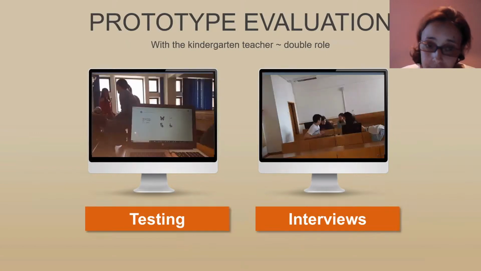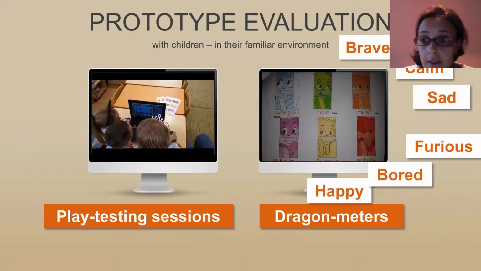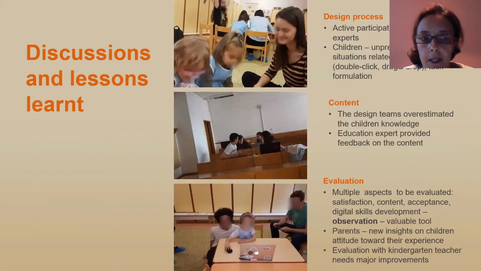And also, we have evaluated the prototypes with the kindergarten teachers and also with the children. And we intended to gather their satisfaction by using a similar method to Smilometer, the Dragon methods, which are used in their usual activities in the kindergarten. Here you can see that children could choose from different emotional states like brave, happy, bored, or sad, which would represent their feelings toward the experience of interaction.